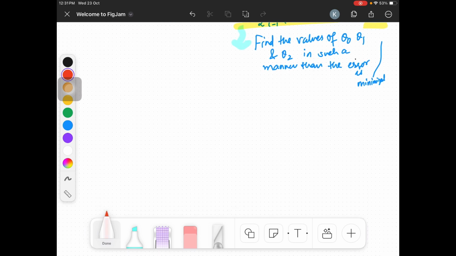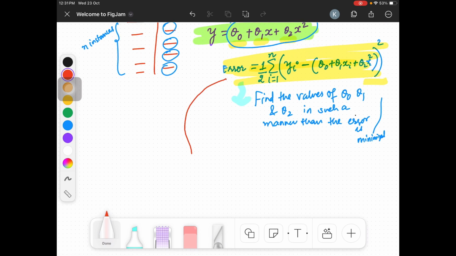Now how can we minimize the error? For minimizing the error, we have to differentiate it with respect to the different parameters. Let me call it J. So I have to differentiate it with respect to theta naught, differentiate it with respect to theta 1, and differentiate it with respect to theta 2, and put each equal to 0. So that is what we have to do.